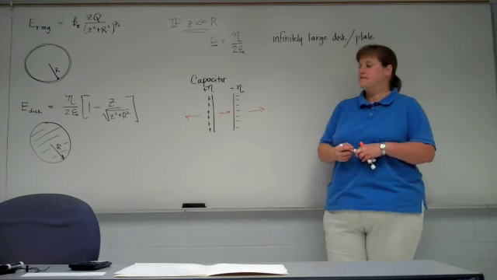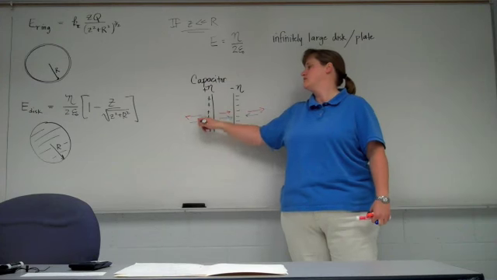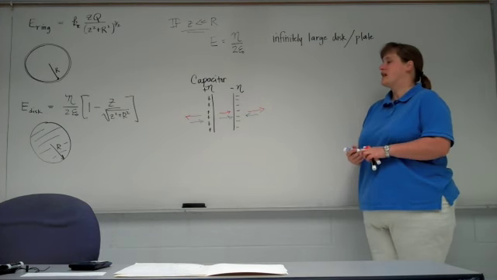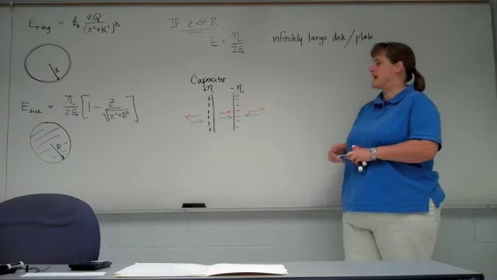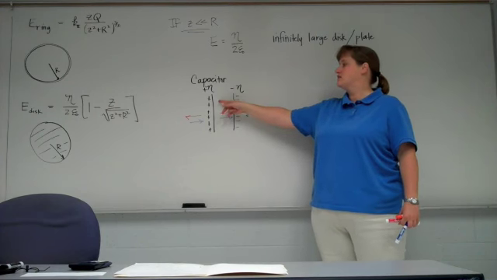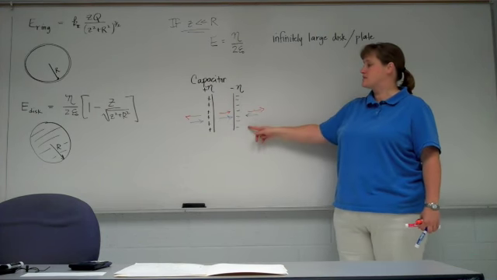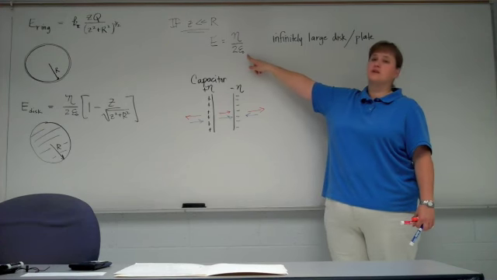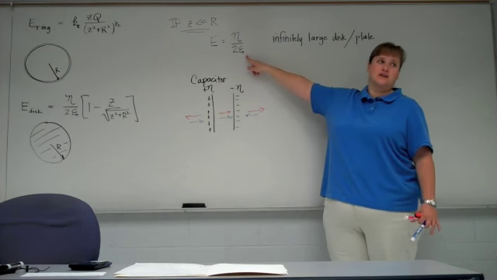This plate, since it's negatively charged, its electric field is inwards, towards it. So what happens is outside, as long as this distance in here is very small compared to the actual dimensions of the plates, this equation will work fine for each plate individually.